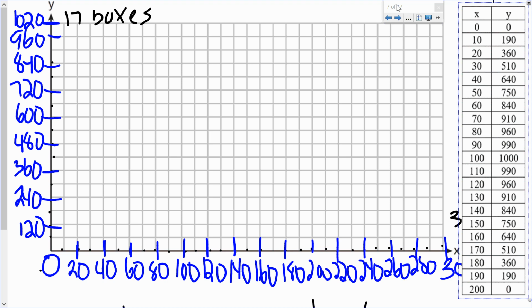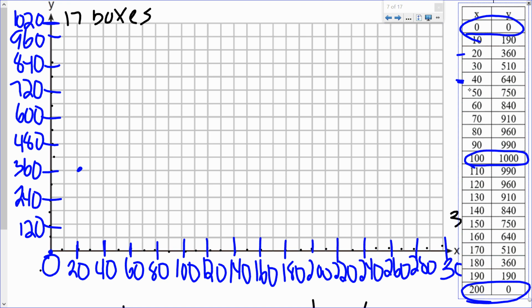I definitely want my zeros, which are considered key points, and my maximum value, which is also a key point. As long as I have those points, I should be good. I'm not saying to just plot those three, but I think I'll plot every other point. I'll plot 0, 0, then 20, 360. This is working out really nicely so far. That was on a nice corner. I'm going to plot 40, 640. So 640 would be a little bit less than 660.